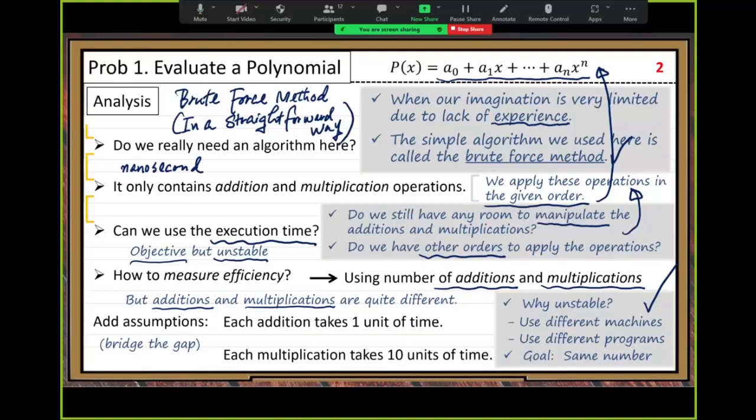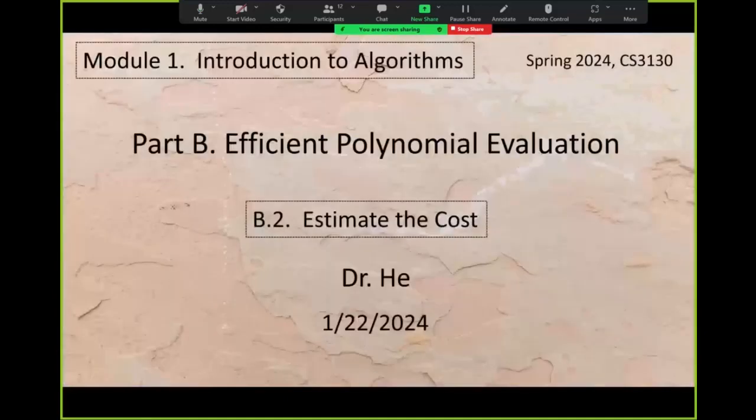Then we can do comparison. Otherwise, how do you compare addition with multiplications? It's hard. But after this assumption, we can do a relatively fair way to combine two different types of operations. All right, B.2. Now we can estimate the cost.